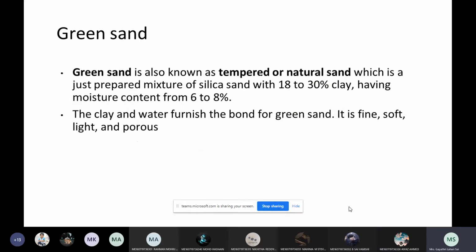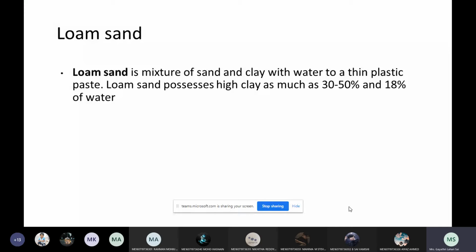And then we had discussed the green sand, which has a higher moisture content, 6 to 8% and 18 to 30%. And then we discussed the loam sand, the sand which is mostly made to make an axisymmetrical component, like if you use a sweep pattern. This loam sand will have more clay content, 30 to 50% high clay will be added. In the sense, more clay will be added so that it will become a thick paste.